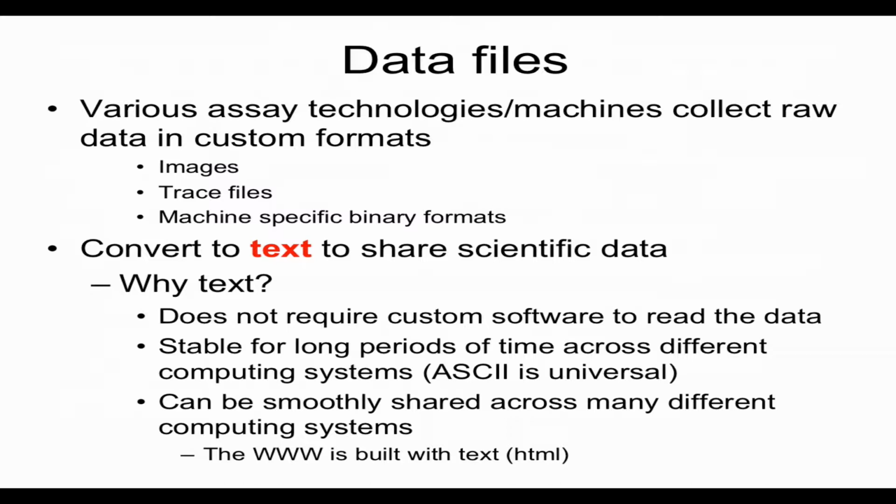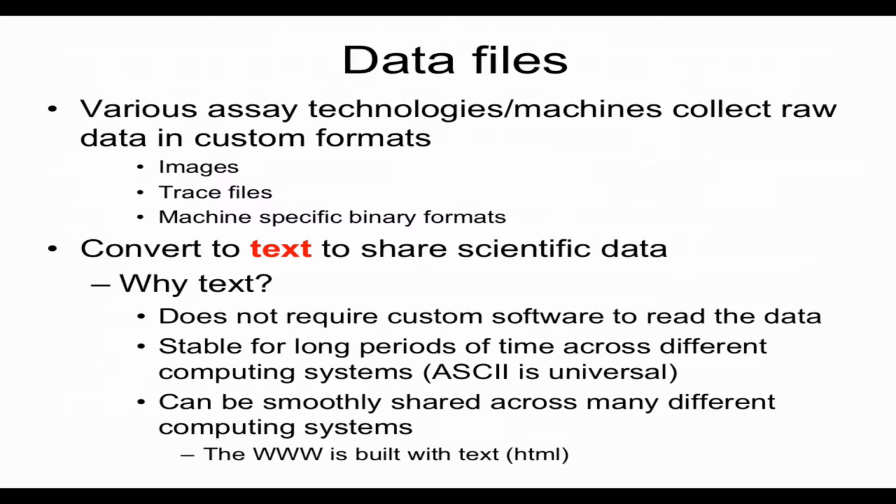In order to publish scientific data, it's generally converted to a standard text format. And why do we publish scientific data and store data in text? It doesn't require custom software to read the data. It's stable for long periods of time across different computing systems. So the ASCII format is universal. You can send an ASCII file from Mac to Linux to Windows. You can access data that was deposited in GenBank 20, 30, 40 years ago. You can't read data off a 30, 40-year-old computer very easily.